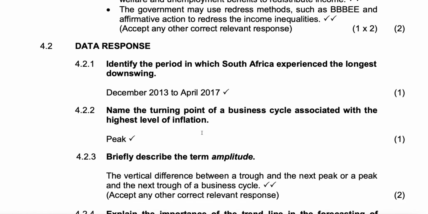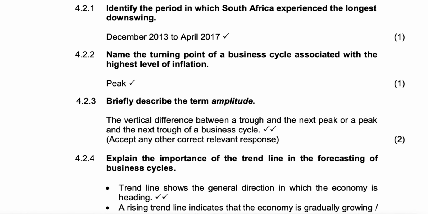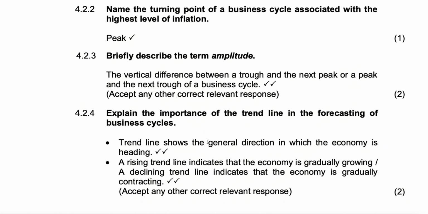Let's have a look. Well, it's December 2013 to 17 April. And then it's a peak, like we said. It is the vertical difference between a trough and a peak. We say that it measures basically the intensity of a business cycle.